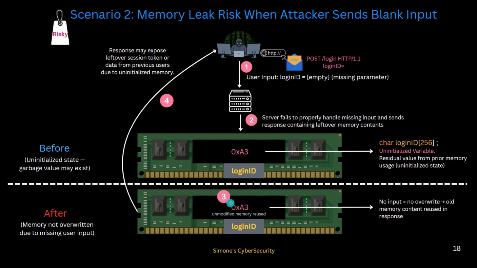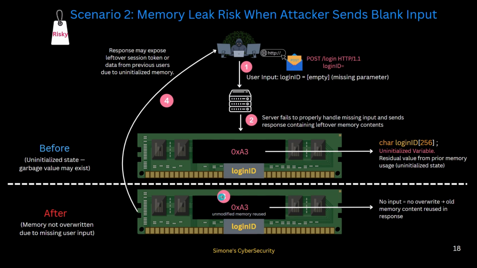Then in step 3, because no input was provided, the memory remains unchanged. Nothing overwrites it. Then in step 4, the server sends a response, and this is where the problem happens. The response may now include this stale value from the memory, exposing session data, tokens, or other sensitive content from an earlier use. So the key difference here is simple.